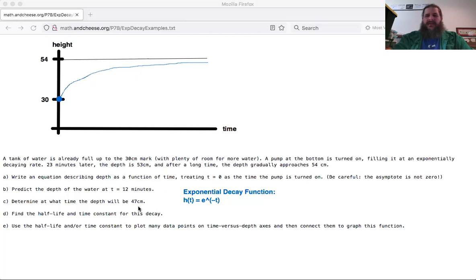What I would generally recommend doing, if you have a graph or at least a sketch of the graph, if you know the starting value and the asymptote you want it to approach, start by writing out just e to the negative t, and then figure out how to modify that to make it fit the graph. For example, if you just have h of t equals e to the negative t, what would be the asymptote of that exponential decay function? What's the asymptote of e to the negative t? What does that approach as time goes on?